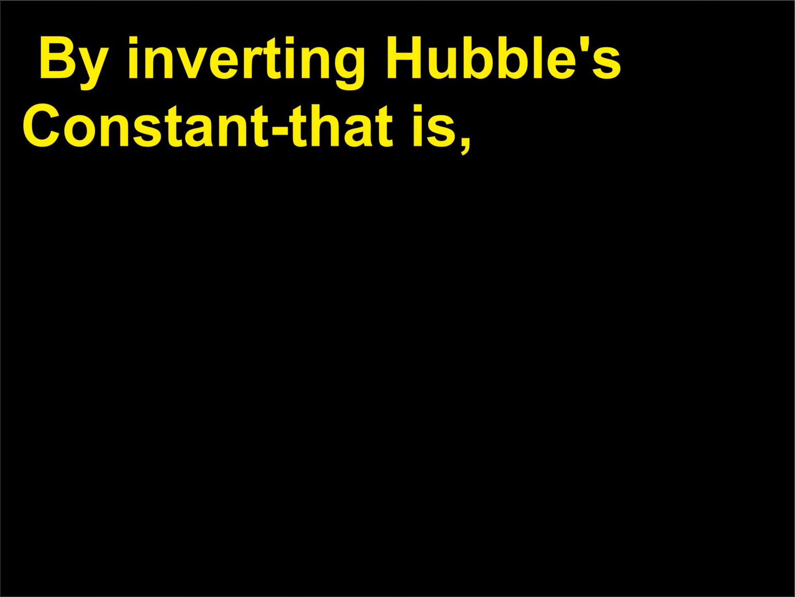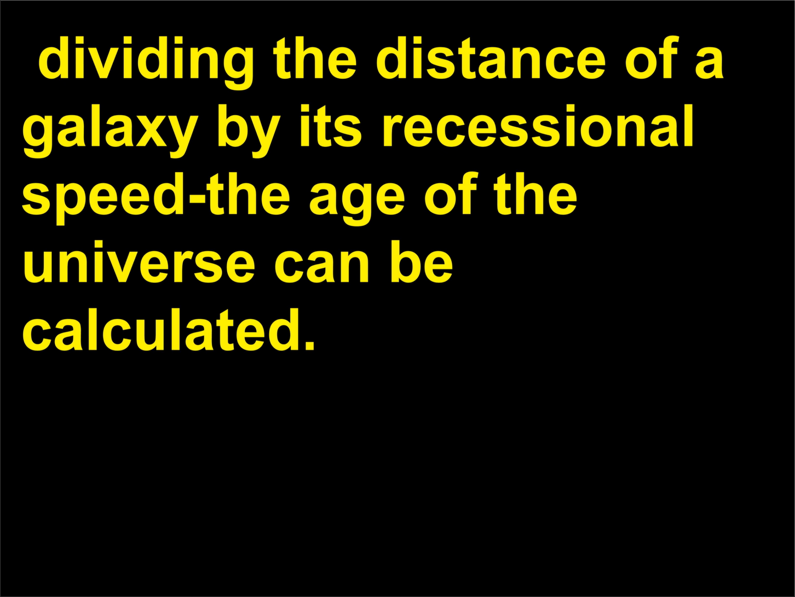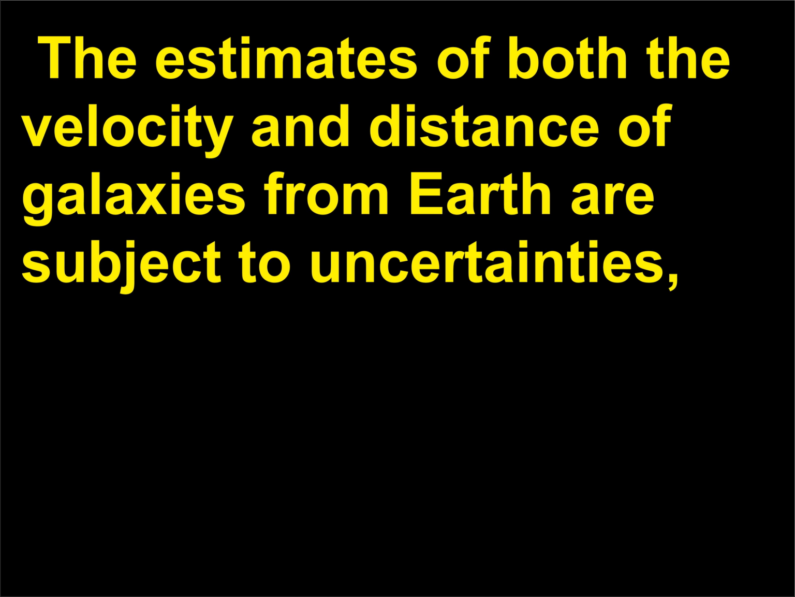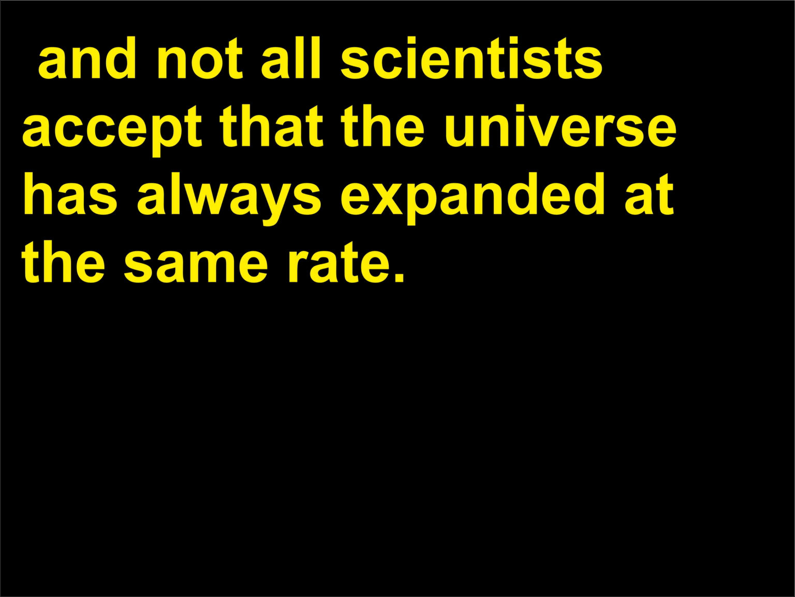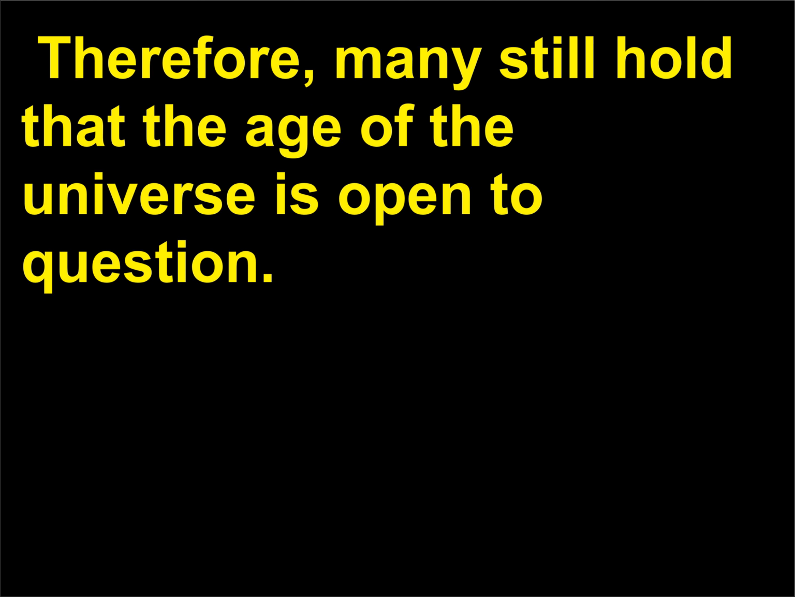By inverting Hubble's constant, that is, dividing the distance of a galaxy by its recessional speed, the age of the universe can be calculated. The estimates of both the velocity and distance of galaxies from Earth are subject to uncertainties. And not all scientists accept that the universe has always expanded at the same rate. Therefore, many still hold that the age of the universe is open to question.